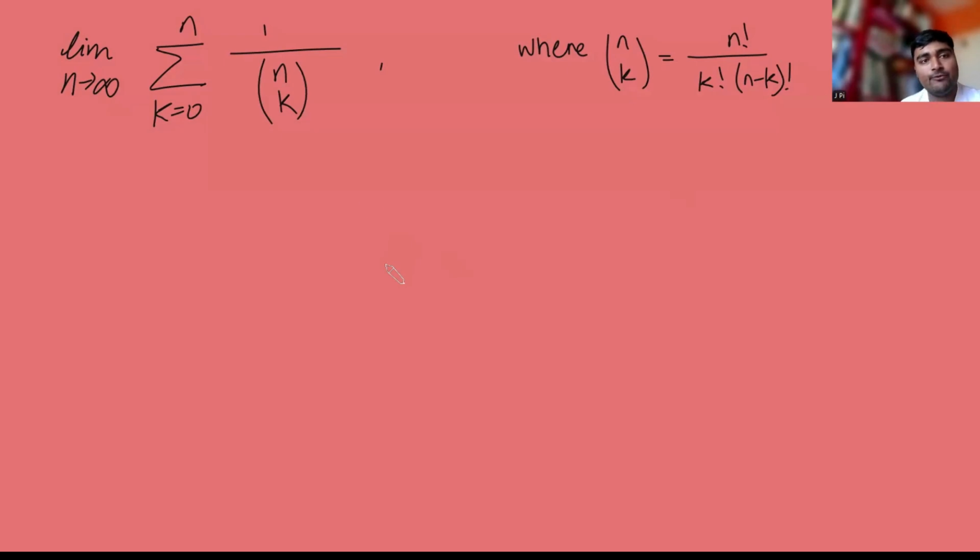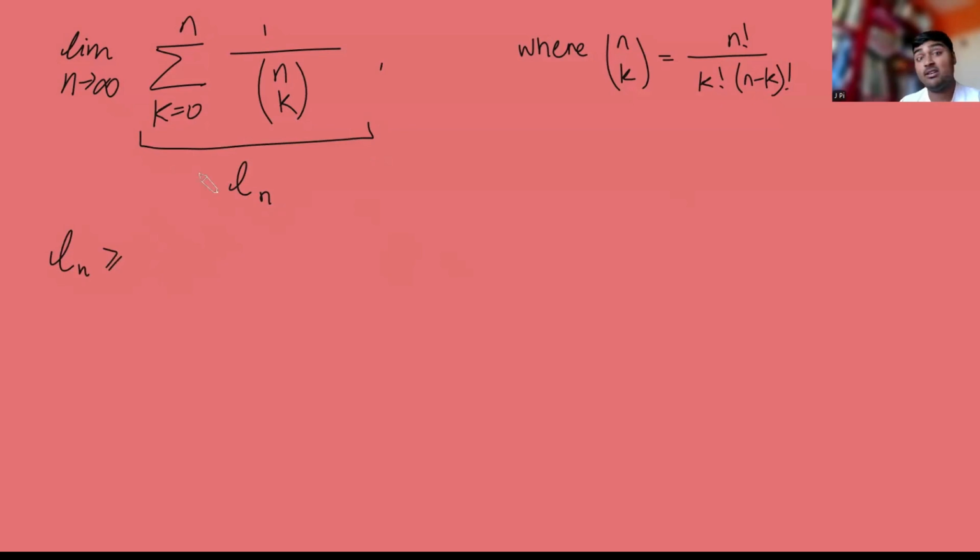What's the limit as n goes to infinity of the sum from k equals 0 to n of 1 over n choose k? Let's call this thing Ln. So we're trying to work out the limit as n goes to infinity of Ln. So what can we say that Ln is at least?